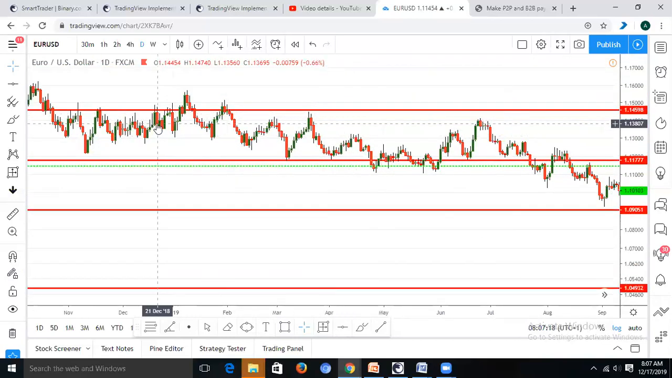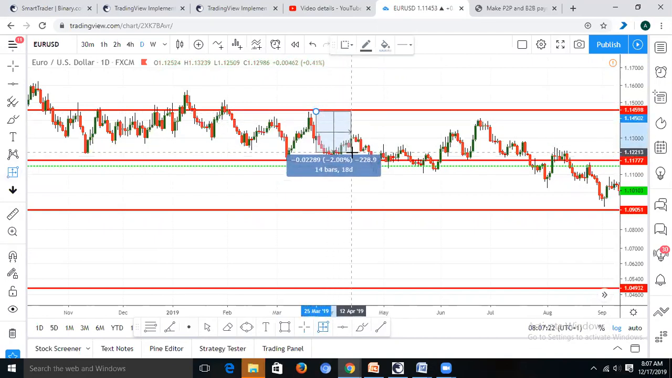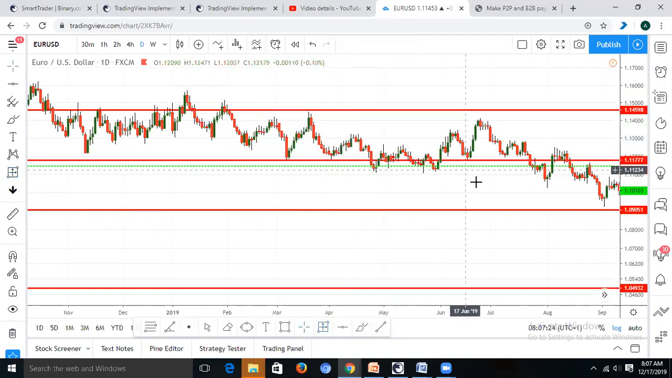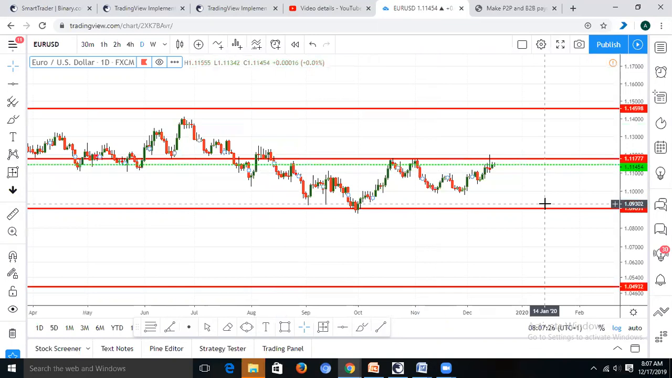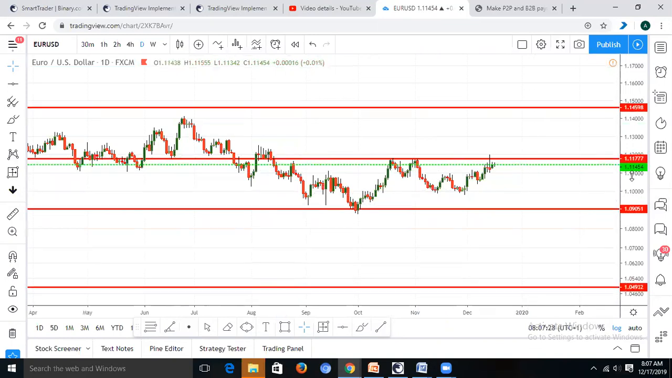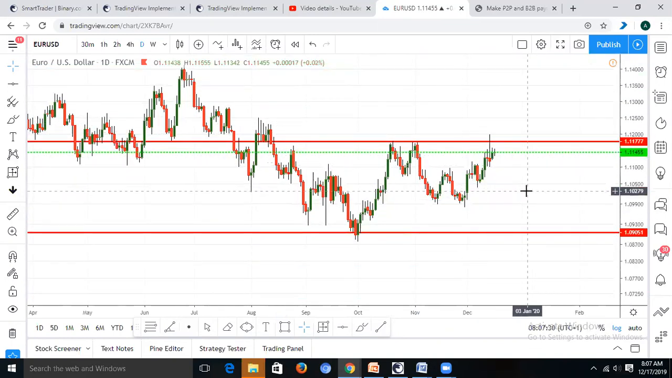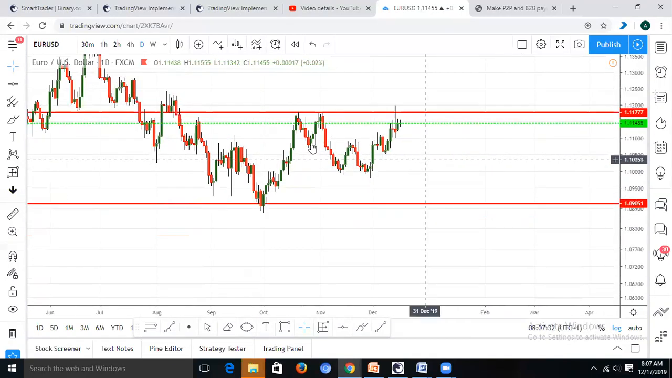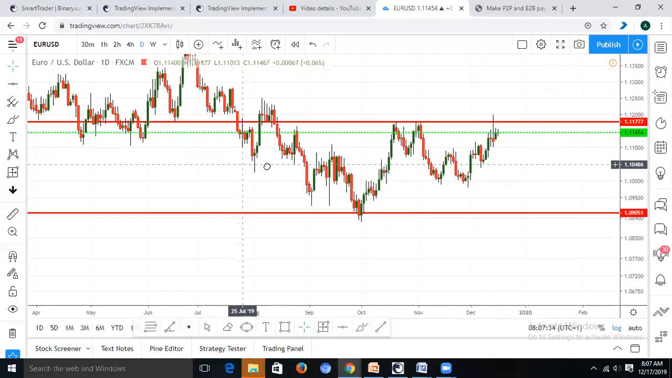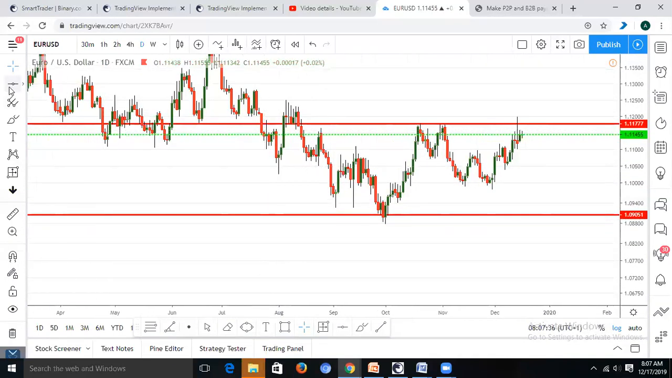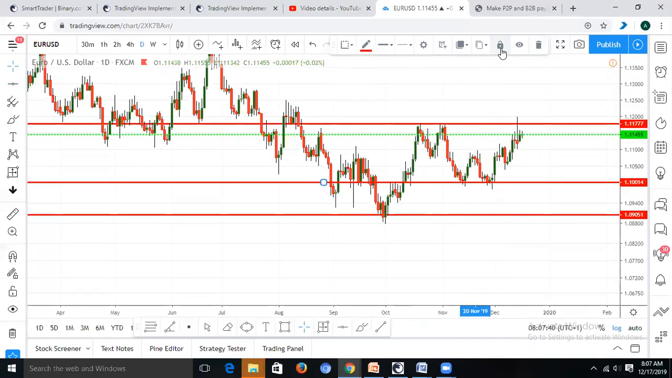Look at these places. Market turned back. This is EUR/USD. Look at the turning point, a very, very huge turning point. So once you have discovered these key points, trading becomes very easy for you. Once you click it, you lock it.